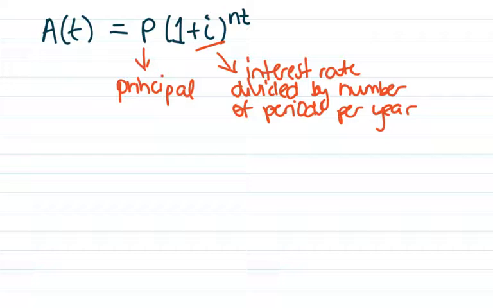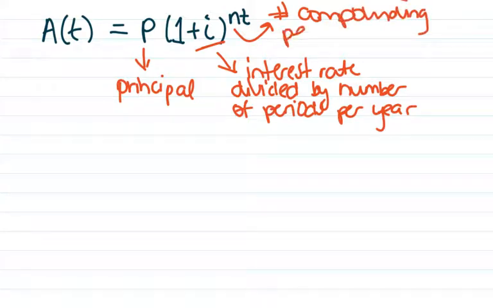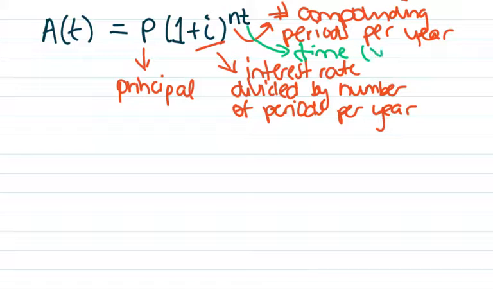And then nt is the number of compounding periods per year times t, the number of years. So n is the number of compounding periods per year, and t is time in years. All right, so that's the general formula we use to calculate interest. So for these two investment options, the Lakeland Savings Bond and the Northern Equity Mutual Fund, we're going to create an equation for each of those.